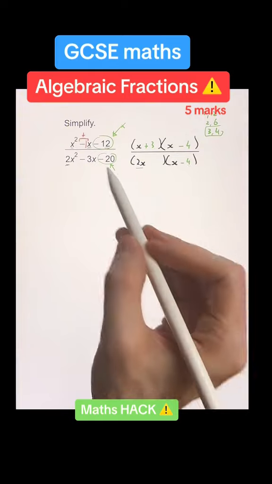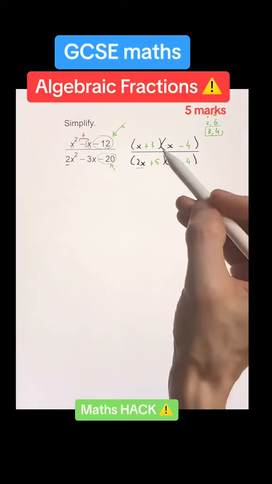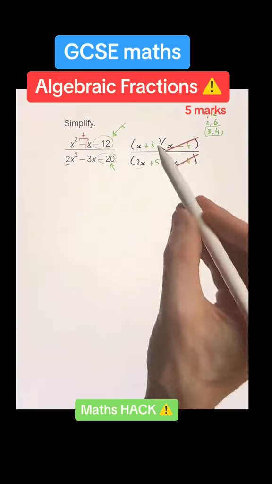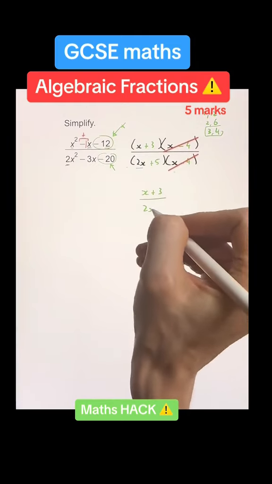And what do I have times negative 4 to get back to negative 20? Well, in this case, I'm missing plus 5. Now, cancelling common factors on both the top and bottom. Hence, my final answer in simplest form is x plus 3 in the top over 2x plus 5 on the bottom.